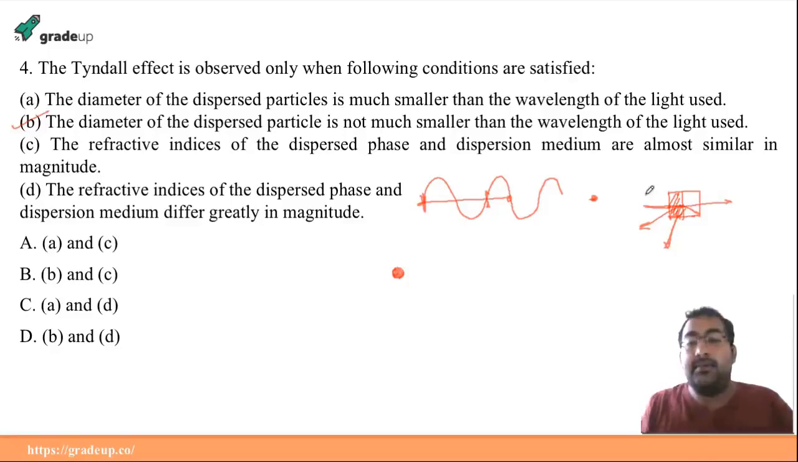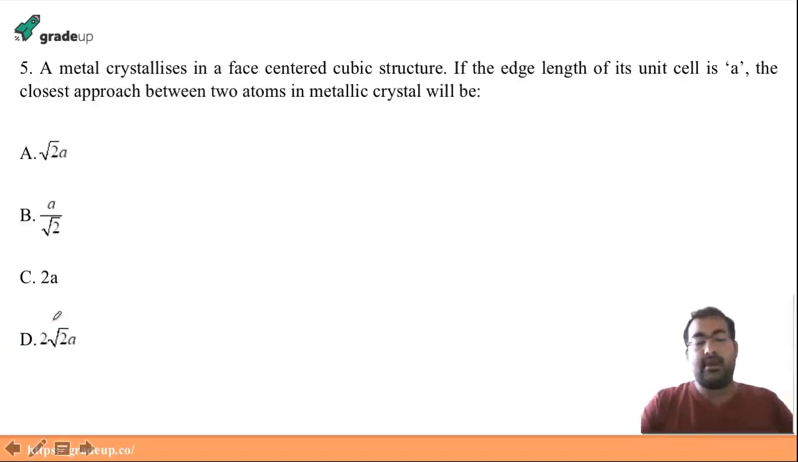So when the two mediums differ greatly in magnitude, it is easier for light to scatter and reflect back. So in that case, the D option is correct, right? So here the B option and the D option are correct. So the D part is the answer of this question, right?